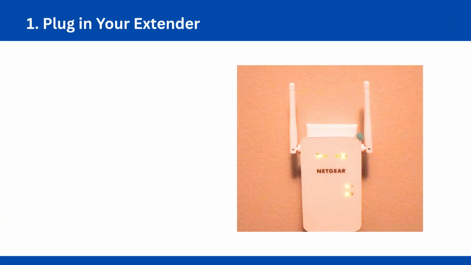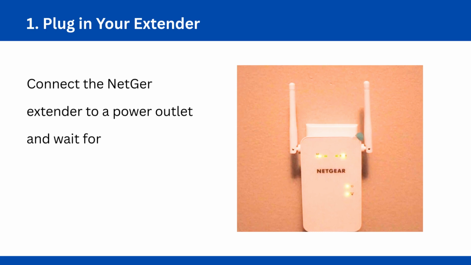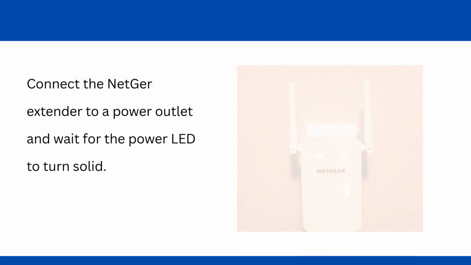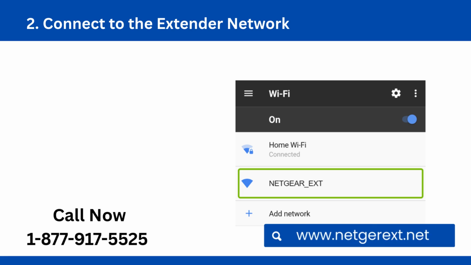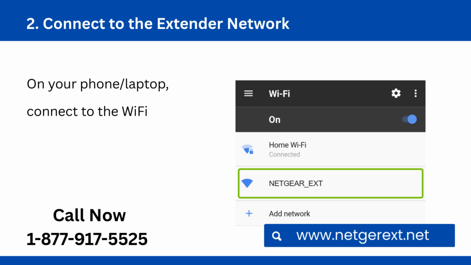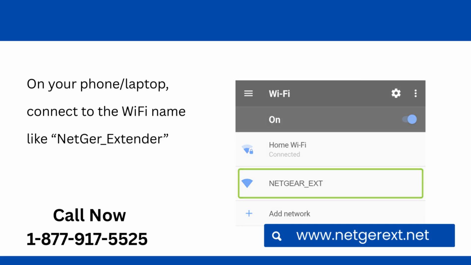1. Plug in your extender. Connect the Netgear extender to a power outlet and wait for the power LED to turn solid. 2. Connect to the extender network. On your phone or laptop, connect to the Wi-Fi name like Netgear_ext.